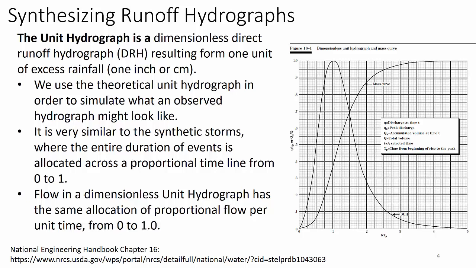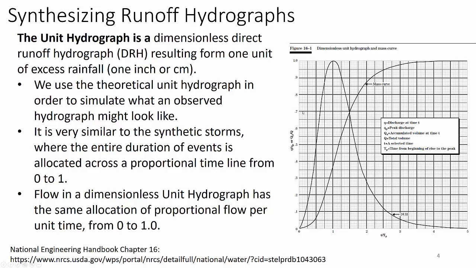We use theoretical unit hydrographs in order to simulate what an observed hydrograph might look like, because these are for case 5s when we have no data in our watershed. No rainfall data, no runoff data. So we have to extrapolate everything. It's very similar to synthetic storms, where the entire duration of events is allocated across a proportional timeline from 0 to 1. So we have proportional flow as a function of peak flow from 0 to 1.